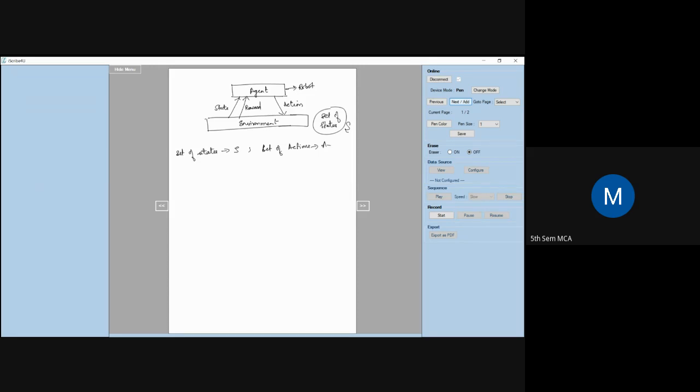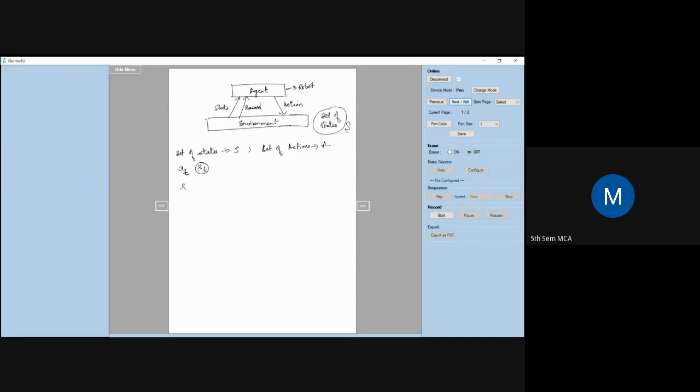Okay, each time it is going to perform an action, let me call it AT. At any point in time, it will take some action, so that I am denoting here as AT, in some particular state, ST. That means the robo is in this particular state, ST.